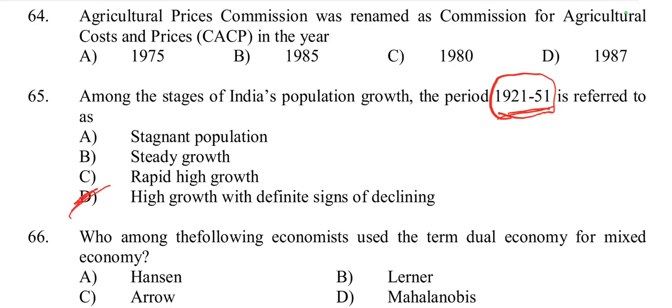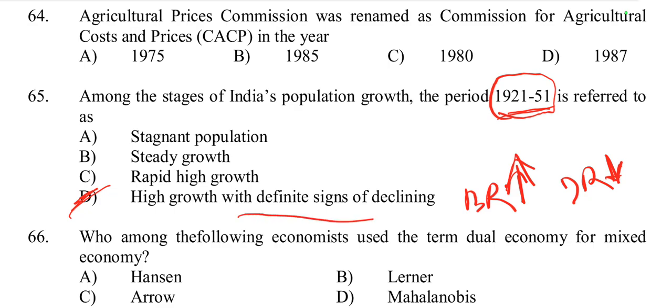Option D is the right answer, because between 1921 and 51 India saw high growth, meaning the birth rate was very high but the death rate was declining. So the pace of population growth accelerated, yet showing signs of demographic transition. If the birth rate is high and the death rate decreases, then the net population growth rate is very high. That is called population explosion in this time period. So it is high growth with definite sign of decline. Option D is the right answer.